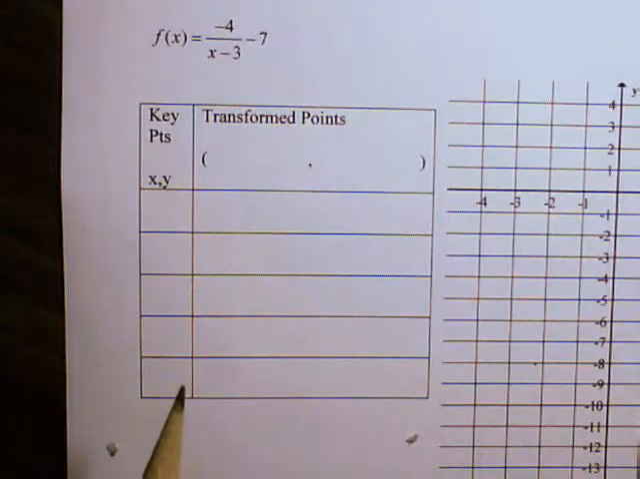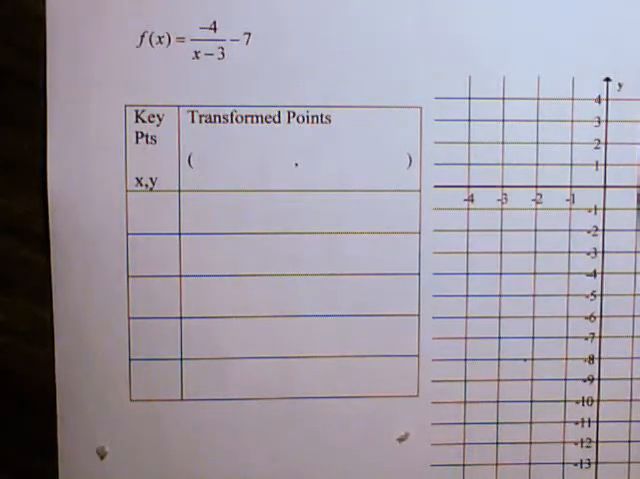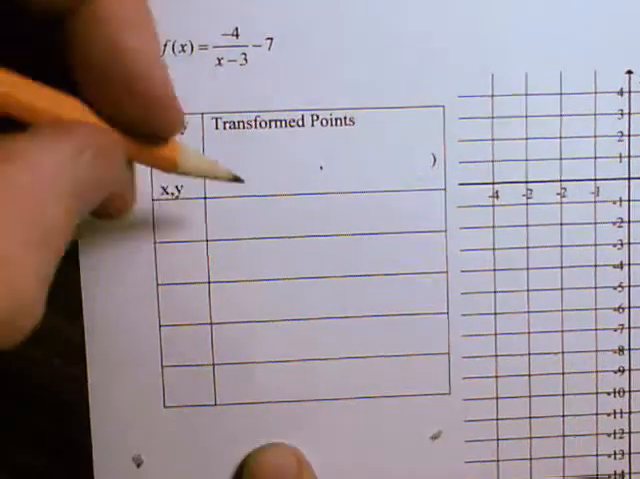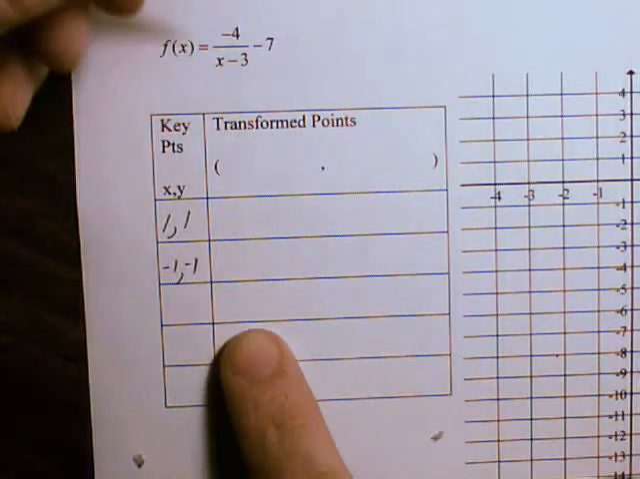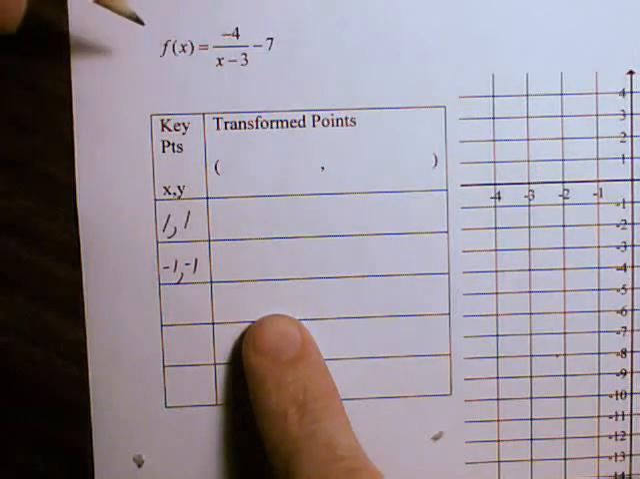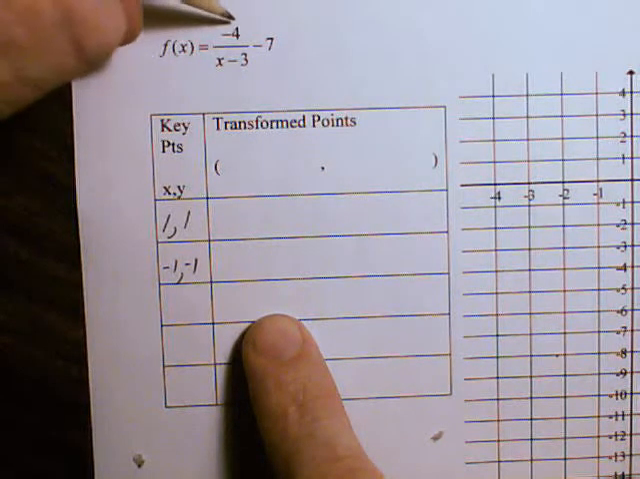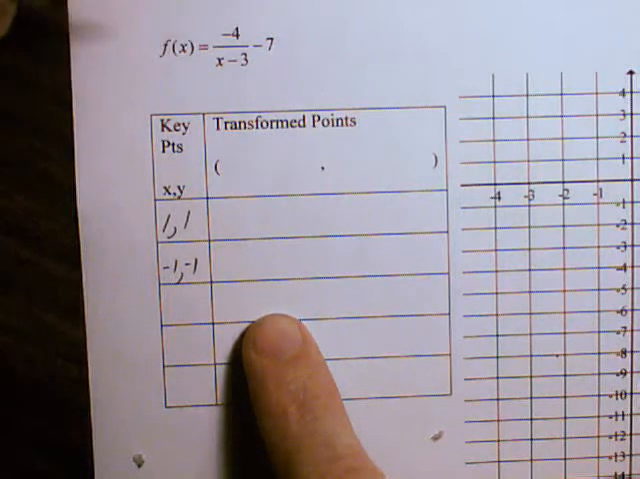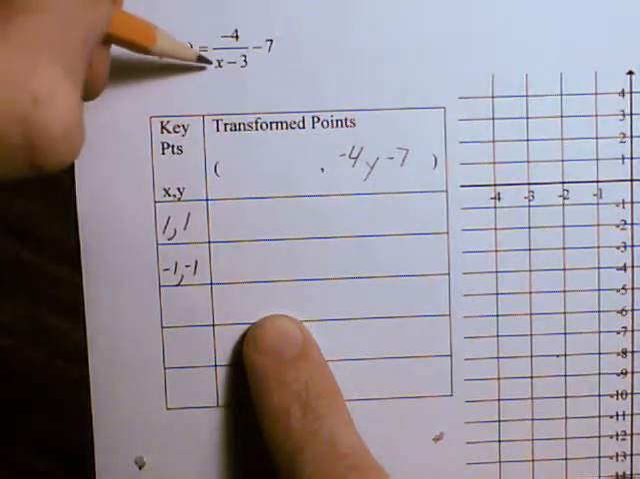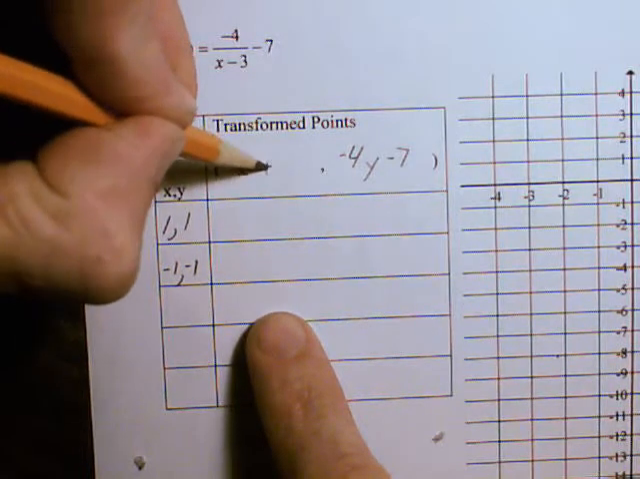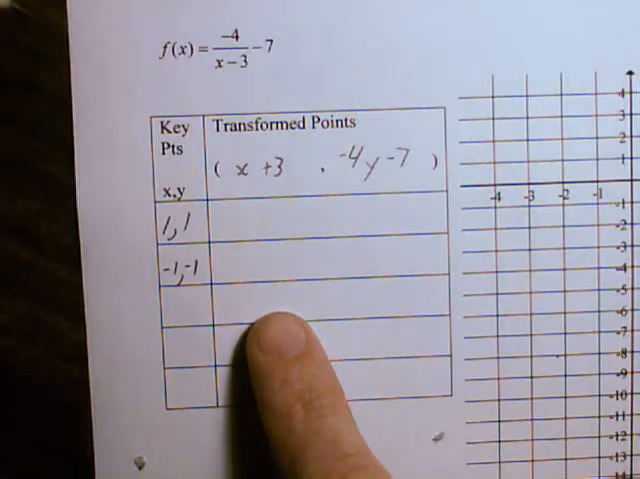One more. Let's look at a reciprocal function. f of x equals negative 4 over x minus 3, minus 7. My key points for a reciprocal function are 1, 1 and negative 1, negative 1. This negative 4 on top, that's like negative 4 times 1 over x minus 3, so my a value is negative 4. So I'm going to say negative 4 times y and then minus 7. For my x values, I'm just going to do x plus 3. I'm just going to do the opposite of what's in the denominator.